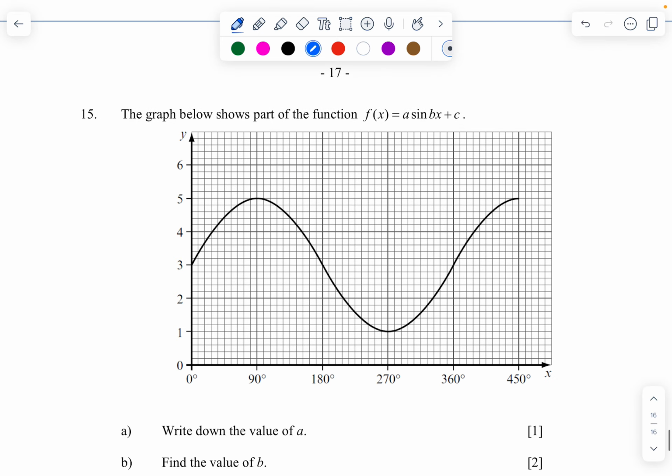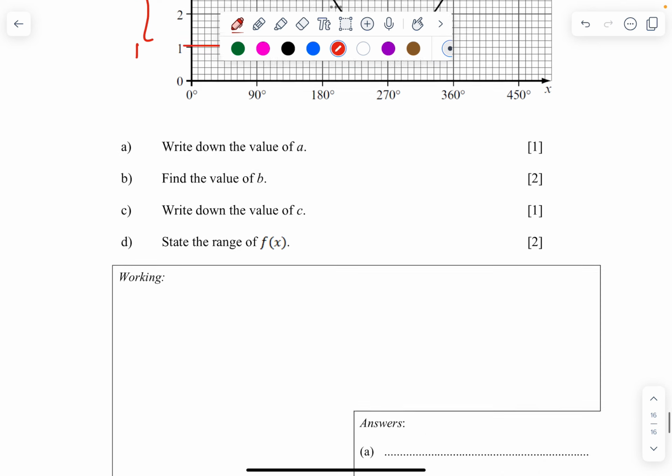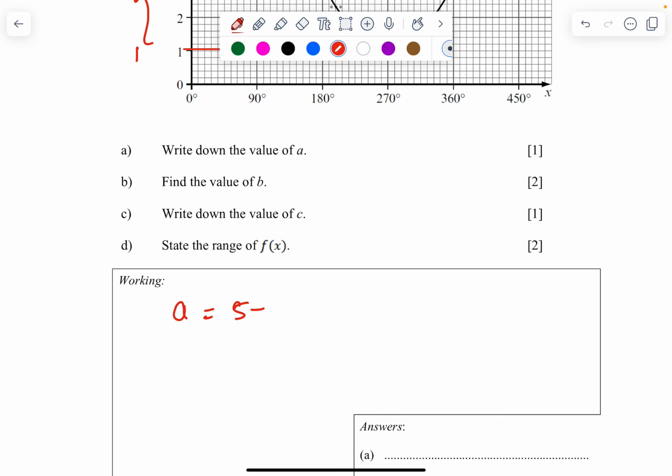Now coming to question number 15. The graph below shows part of a function a sine bx plus c. Write the value of a. For that you have to see the maximum point, which is 5, and the minimum point, which is 1. The difference between them, 5 minus 1 divided by 2, is 4 divided by 2, which is going to be 2.